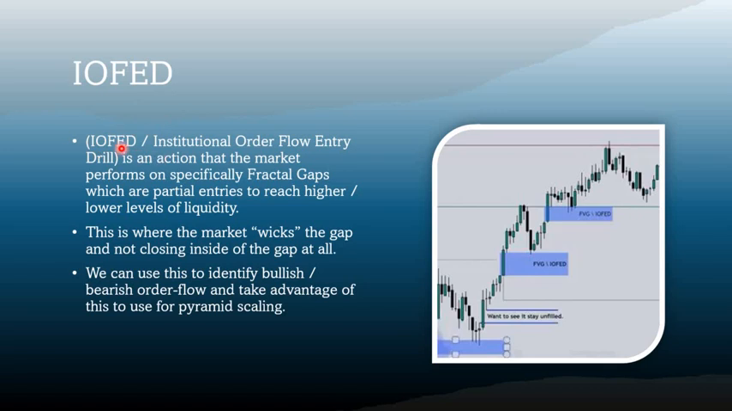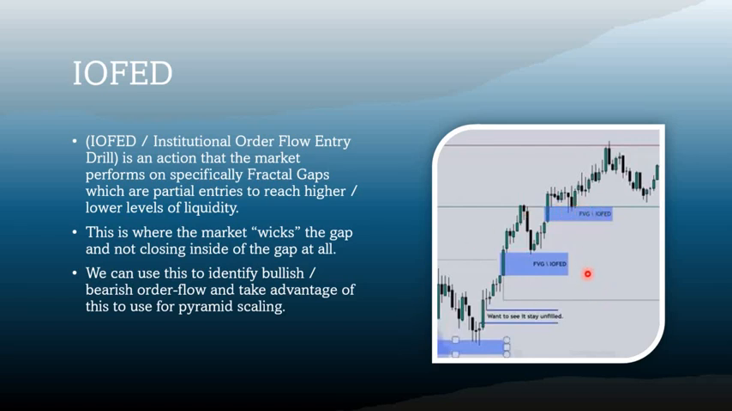IOFED, also known as Institutional Order Flow Entry Drill, is an action that the market performs on specifically fractal gaps, which are partial entries to reach higher/lower levels of liquidity. This is where the market wicks the gap and not closing inside of the gap at all. We can use this to identify bullish/bearish order flow and take advantage of this to use for pyramid scaling. So if we take a look at this fair value gap here and this fair value gap here, what do you notice? Did it fill it? Partially. This is a partial fill.